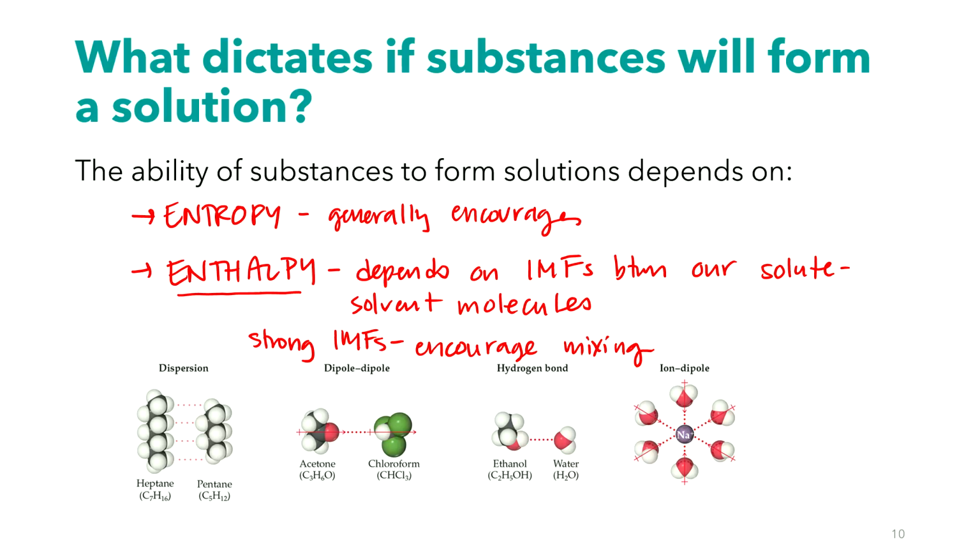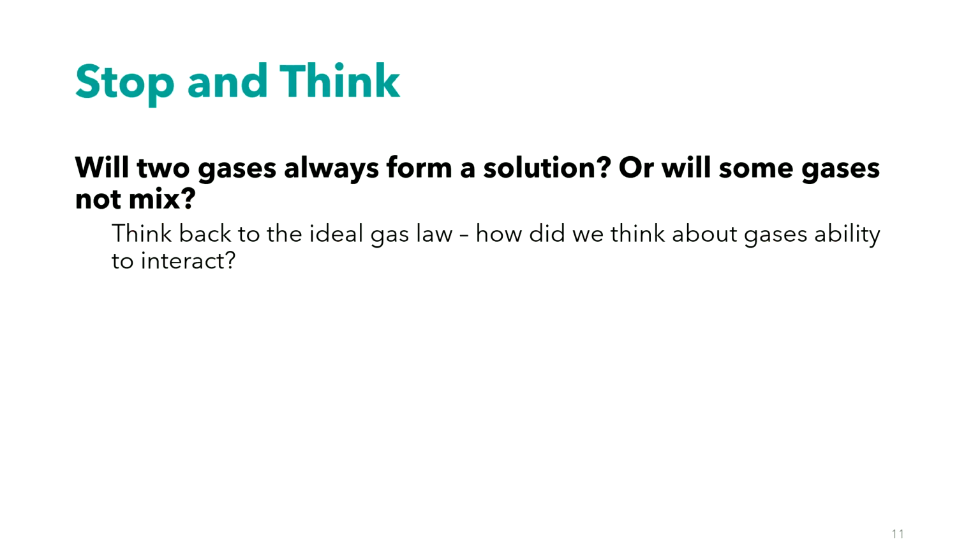Okay, so given those two things, I'm going to ask you to delve deeper into your 1210 knowledge. Knowing that, I want you to stop and think, will two gases that we can treat as ideal always form a solution, or will some not mix? Take a minute to chat with the people around you, and don't just come up with yes or no, justify your answer. Why will gases always mix if we can treat them as ideal, or why might they not mix if we can treat them as ideal?